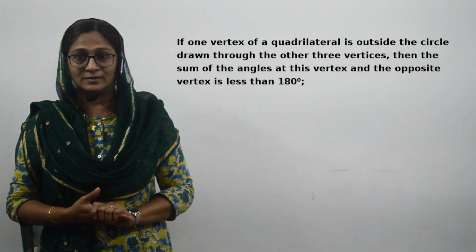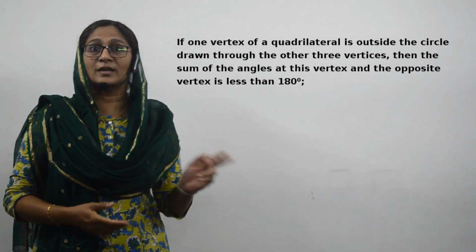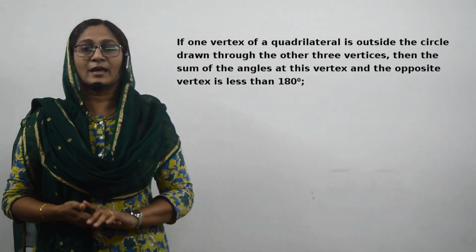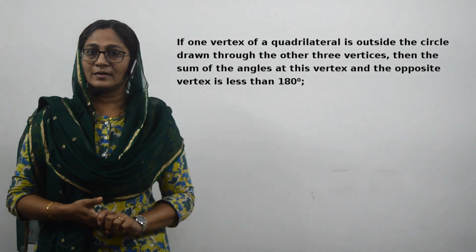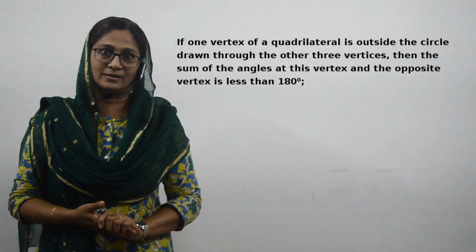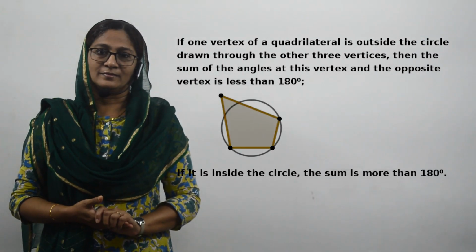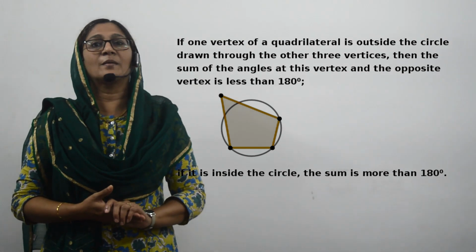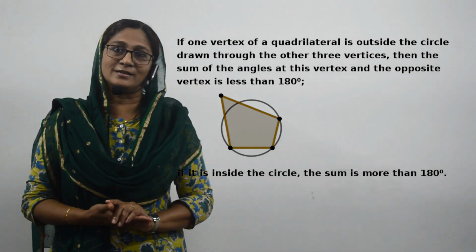So what have we just seen now? If one vertex of a quadrilateral is outside the circle, drawn through the other 3 vertices, then the sum of the angles on this vertex and the opposite vertex is less than 180 degrees. If it is inside the circle, then the sum is more than 180 degrees.